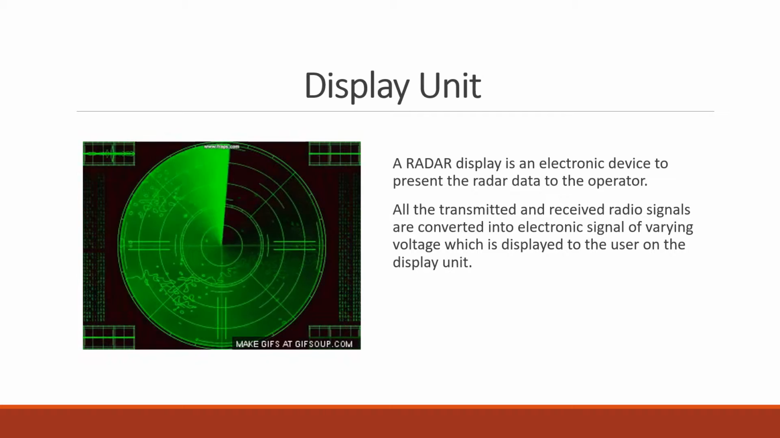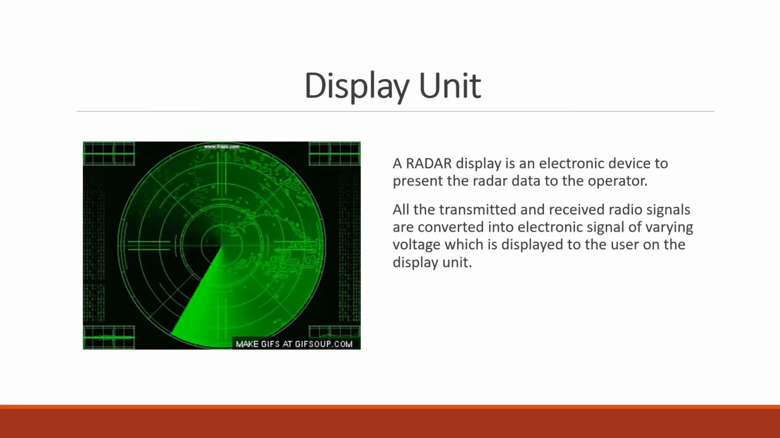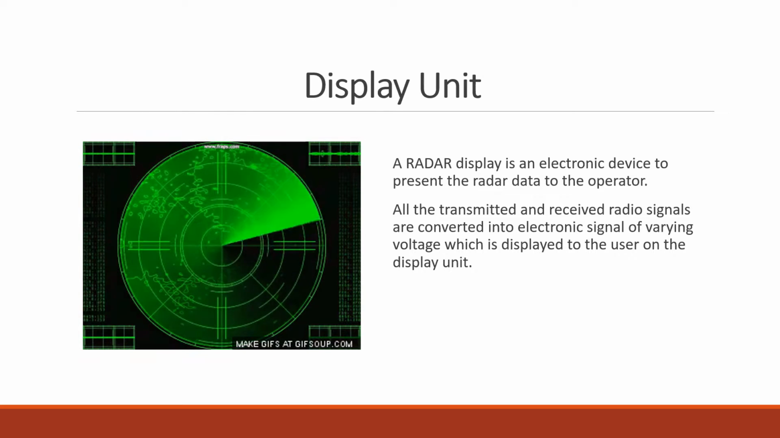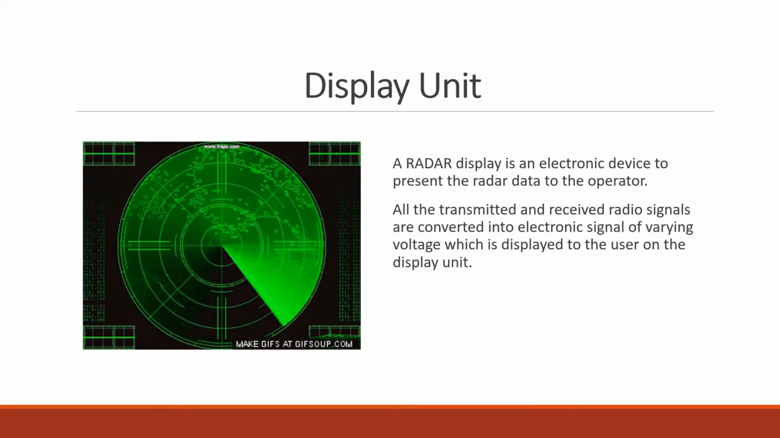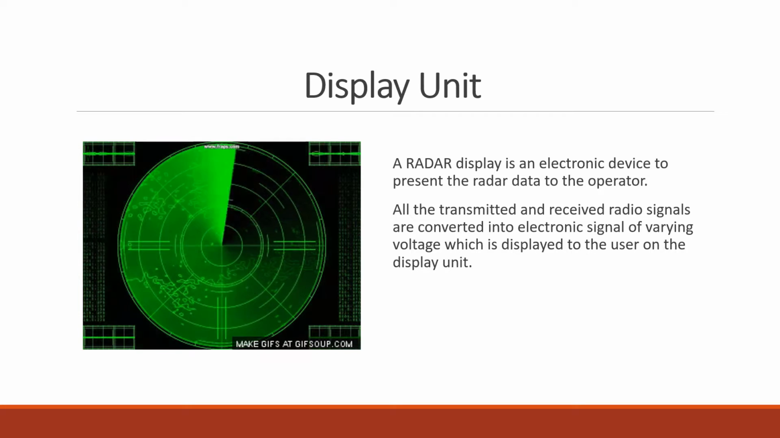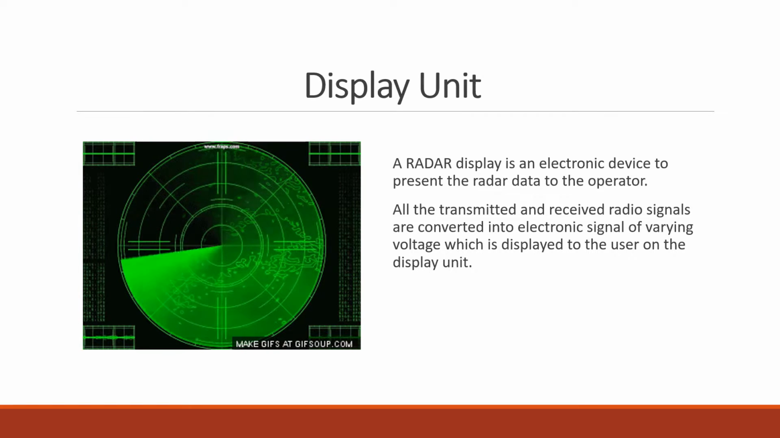A radar display unit is an electronic device to present radar data to the operator. All the transmitted and received radio signals are converted into an electronic signal of varying voltage, which is displayed to the user in the display unit.